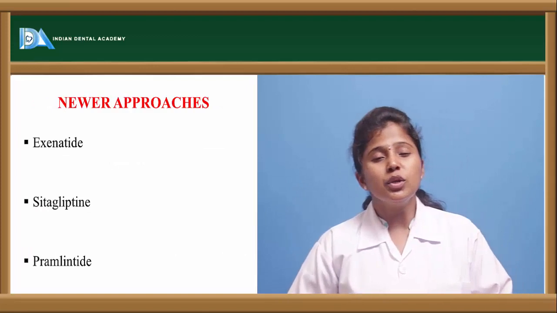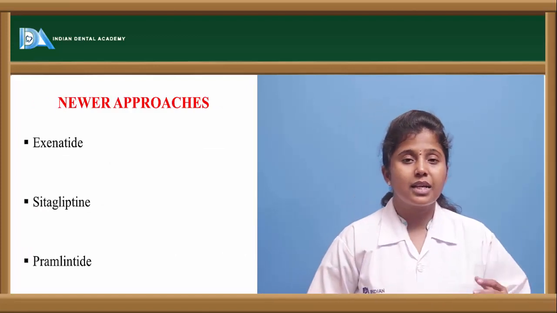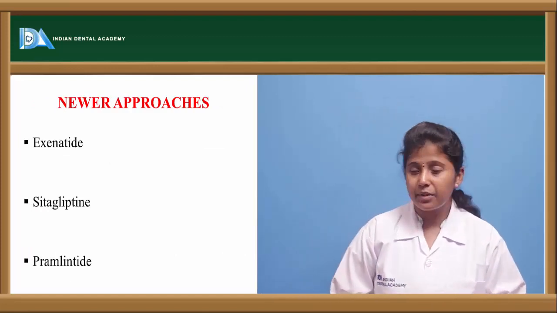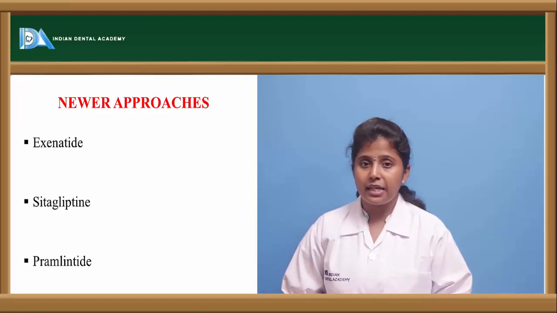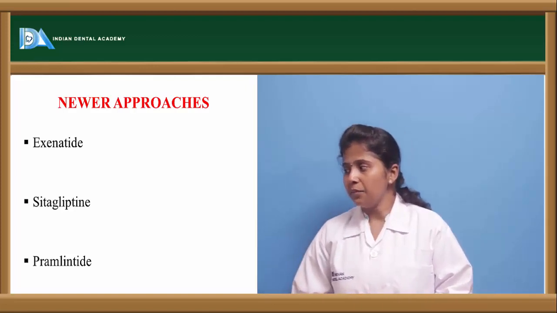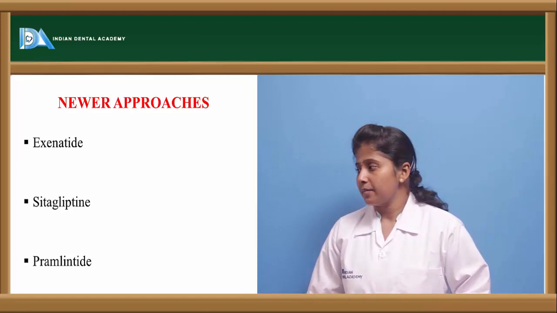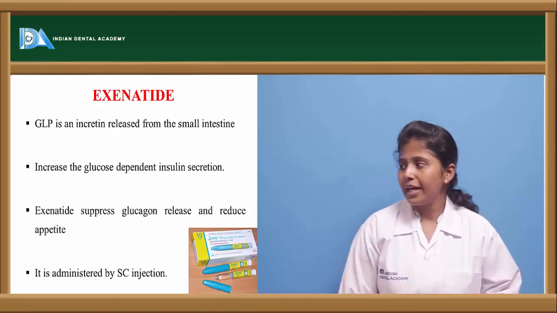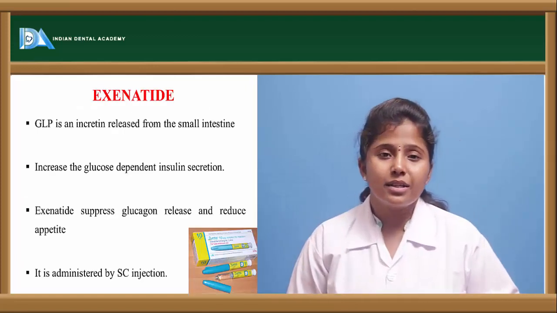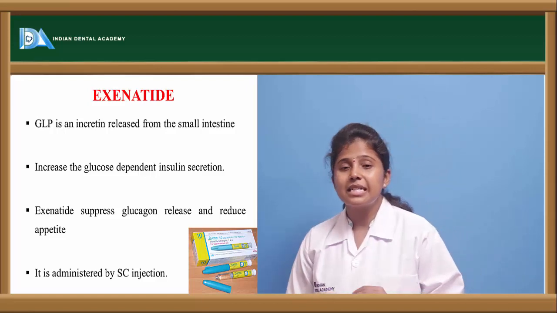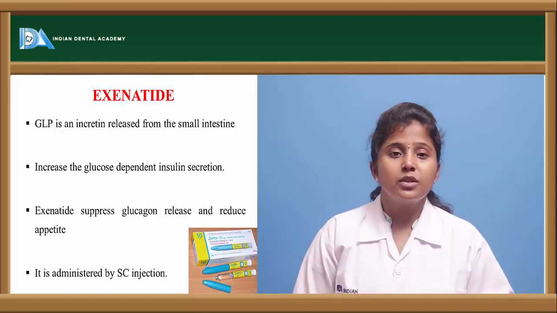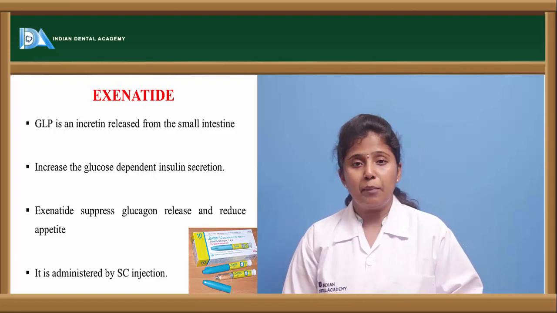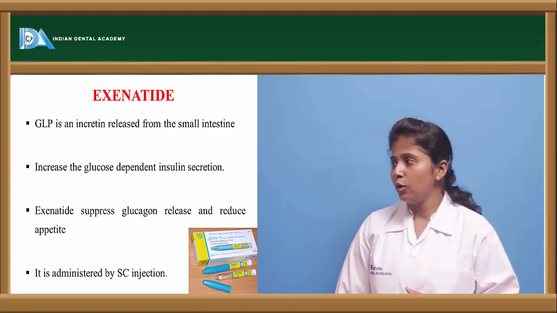There are newer categories of drugs. There are newer approaches for treating diabetes. The drugs which come under this category are exenatide, sitagliptin, and pramlintide. Exenatide is a drug which we can say is a GLP-1 analog.